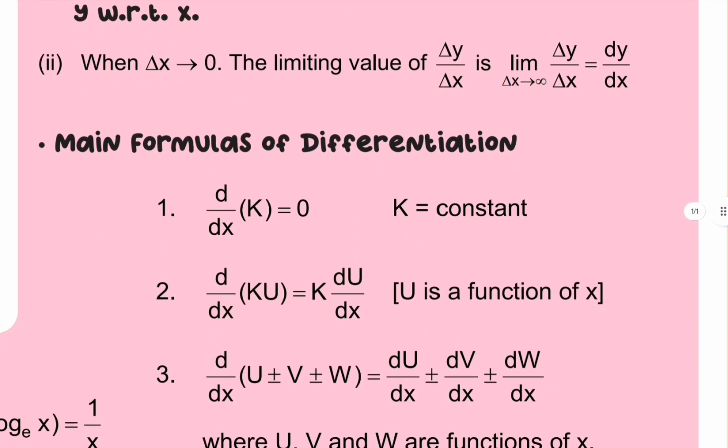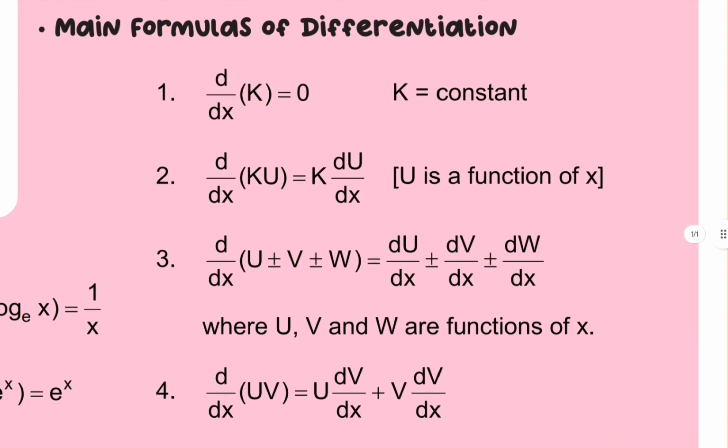The main formulas for differentiation: the derivative of a constant is equal to 0. For the derivative of a constant multiplied by a function, we can take the constant out of the derivative. And if we are to find the derivative of u plus v plus w, where all of these are functions of x, we can just find the derivative of the individual terms and find the algebraic sum of them.